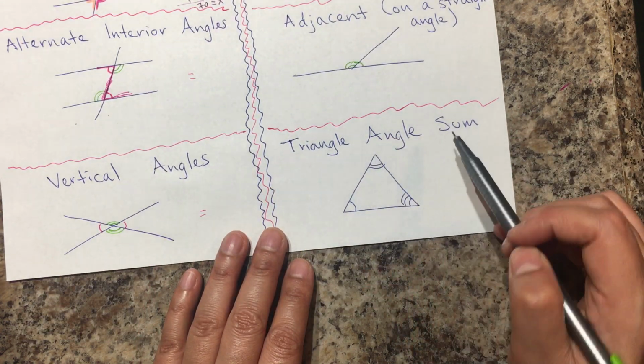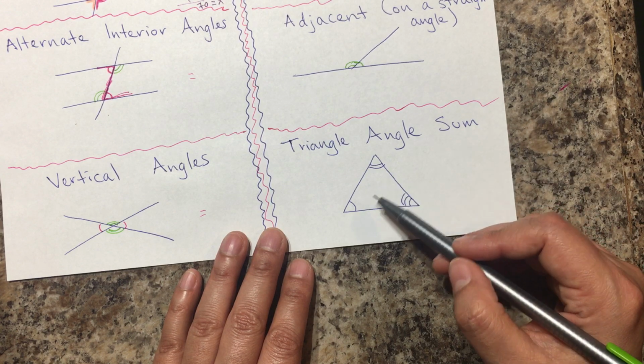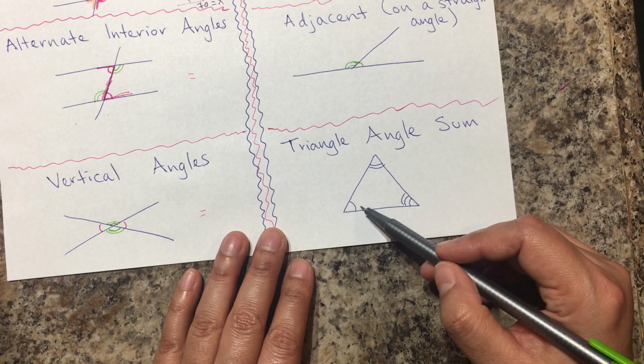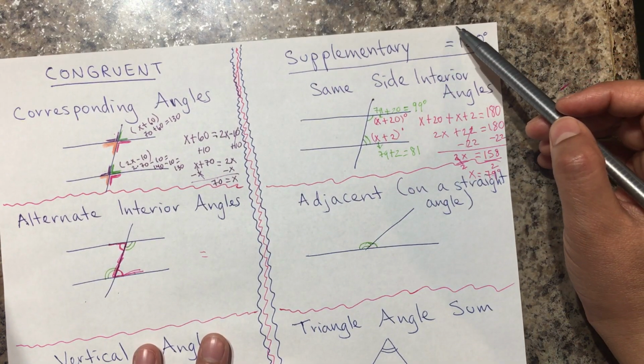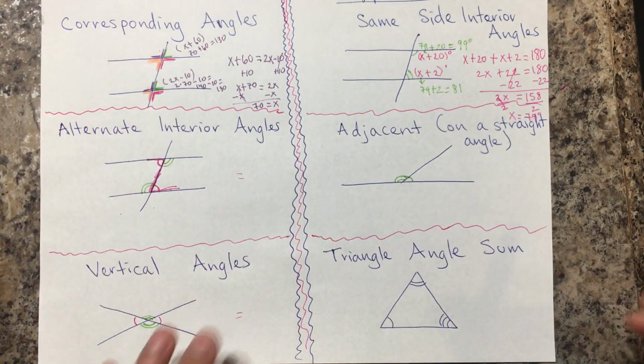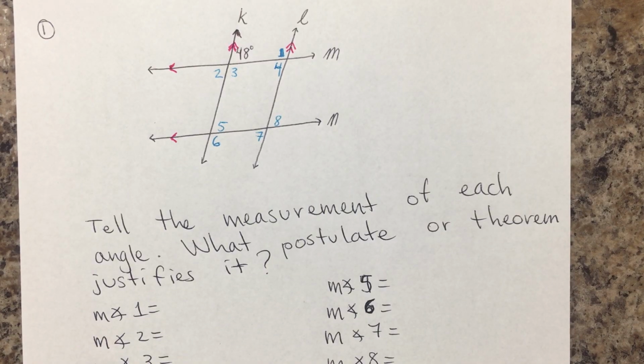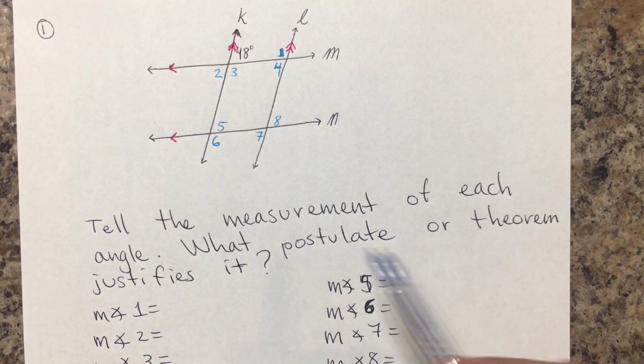And for the triangle angle sum theorem, we're also going to learn that all angles in a triangle always add up to 180 degrees, but we'll see that in the next lesson. Okay, now let's do some examples.